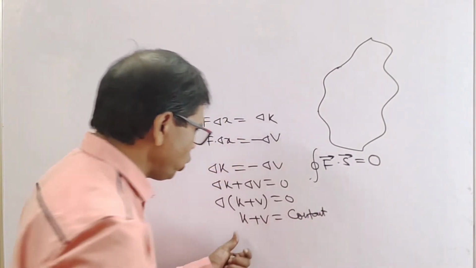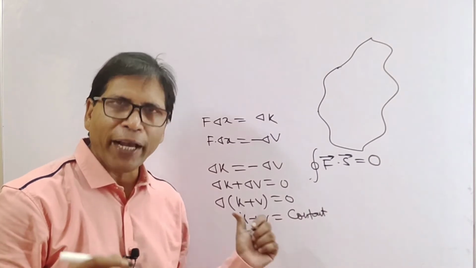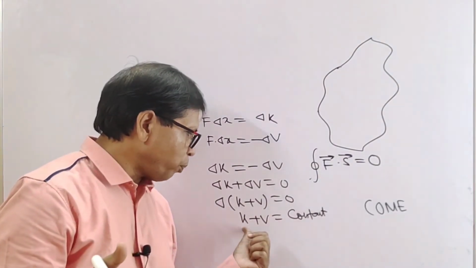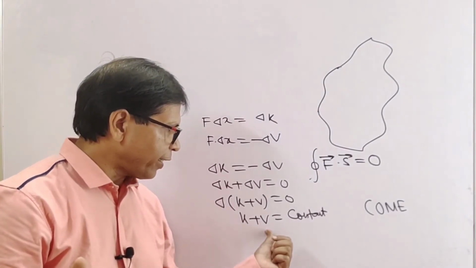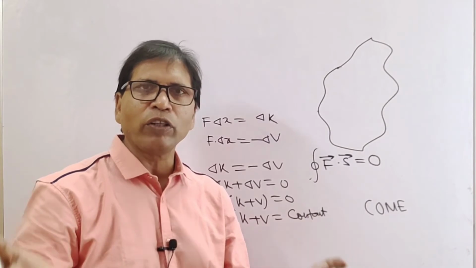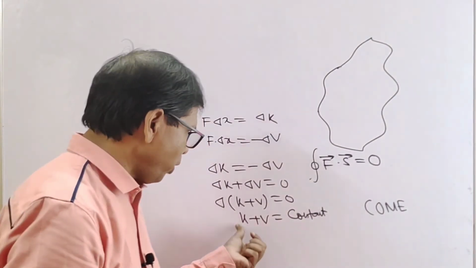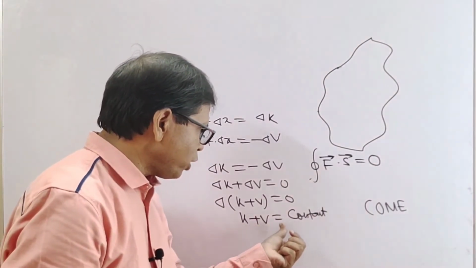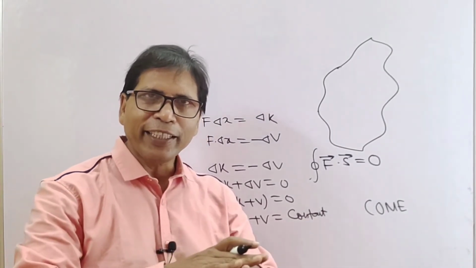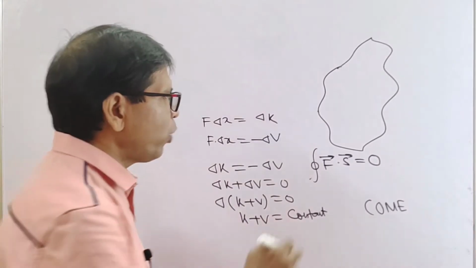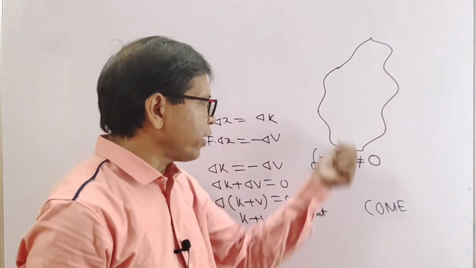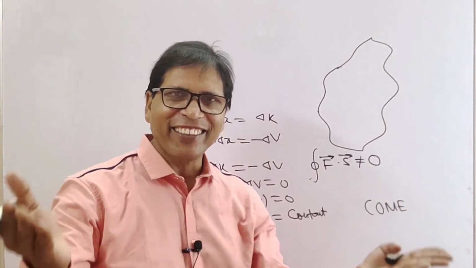This principle is known as conservation of mechanical energy. So for a conservative system, the sum of potential energy plus kinetic energy is equal to constant. Okay. Now non-conservative system. The system where mechanical energy is not conserved is called a non-conservative system, such as a rough surface. And the work done by the non-conservative force in a closed path is not 0.